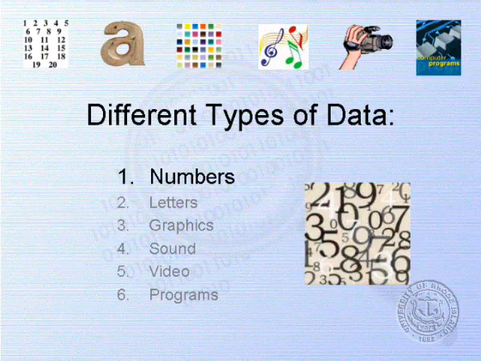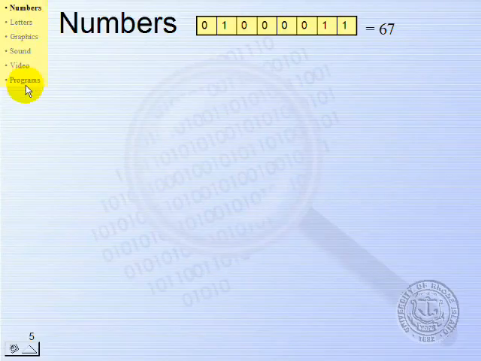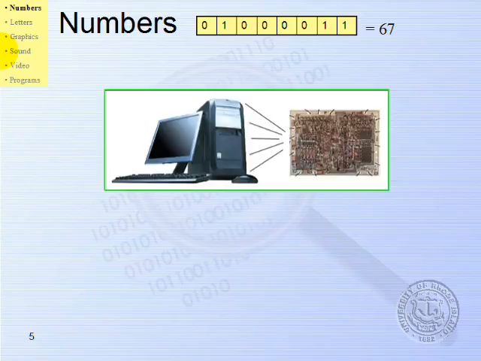Let's take a look at the various forms of data. Here, in the upper left corner, I've listed the forms of data that we've talked about so far: numbers, letters, graphics, sound, video, and programs. We'll now go through and see how the computer represents these kinds of data, kinds of data that humans want to work with, in the binary that the computer can work with. As we go through this, keep in mind that in essence, a computer is billions of little switches opening and closing, allowing electricity to flow.